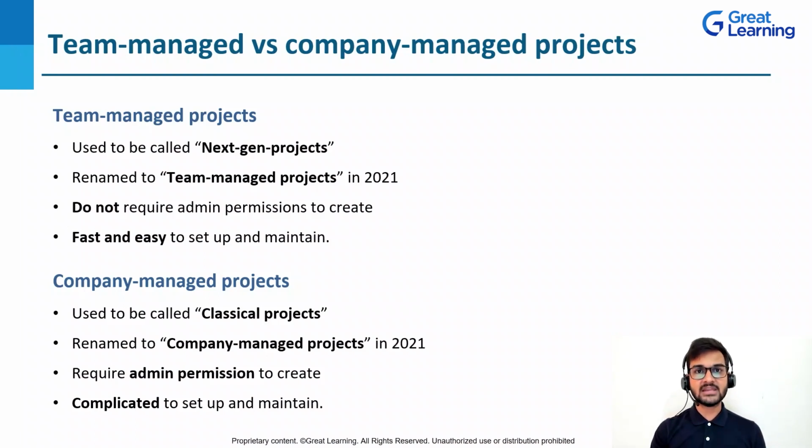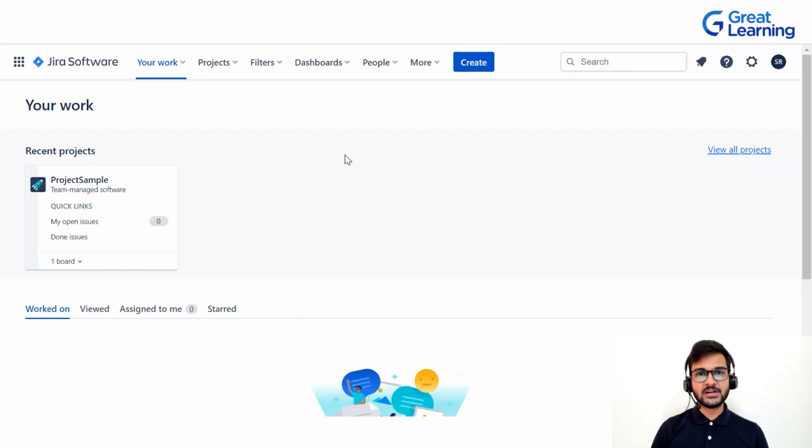If you want to create a team managed project, you do not require any admin permission and these are very simple, because you can directly start and create a project and start working on it right away. But on the other hand, if you talk about company managed projects, you will require admin permission to create these kinds of projects. In that case, it will be very complicated to set up and to maintain as well. That is the simple difference between team managed and company managed projects. Now, moving forward with this course, I will be telling you how exactly to create and navigate through a team managed project.